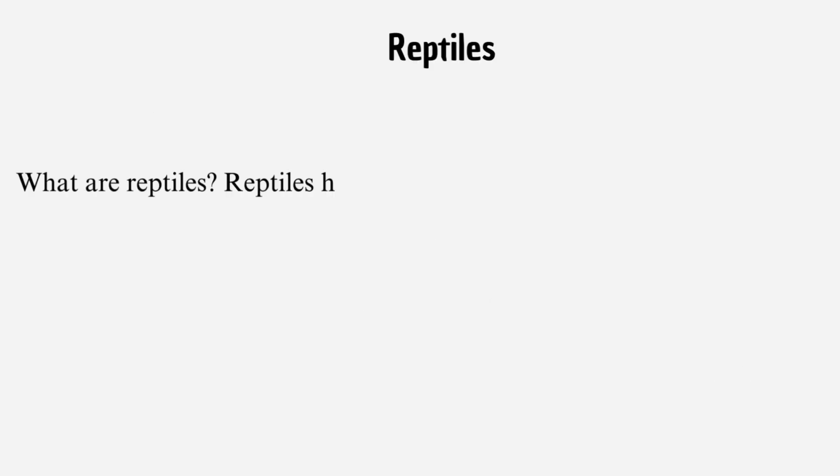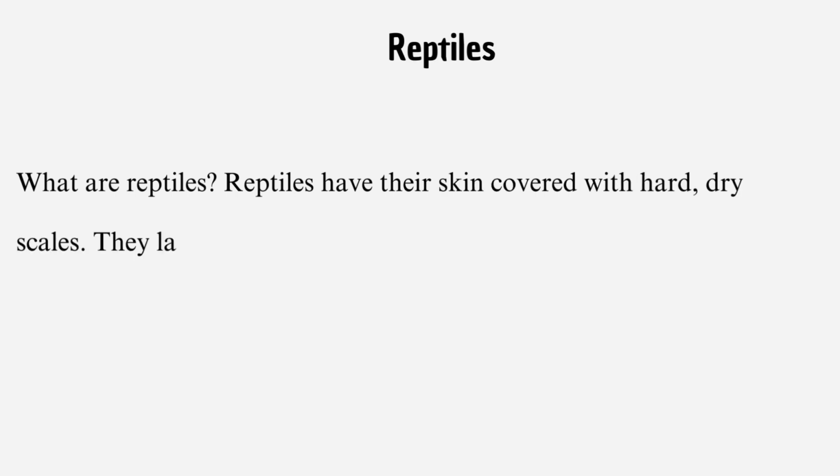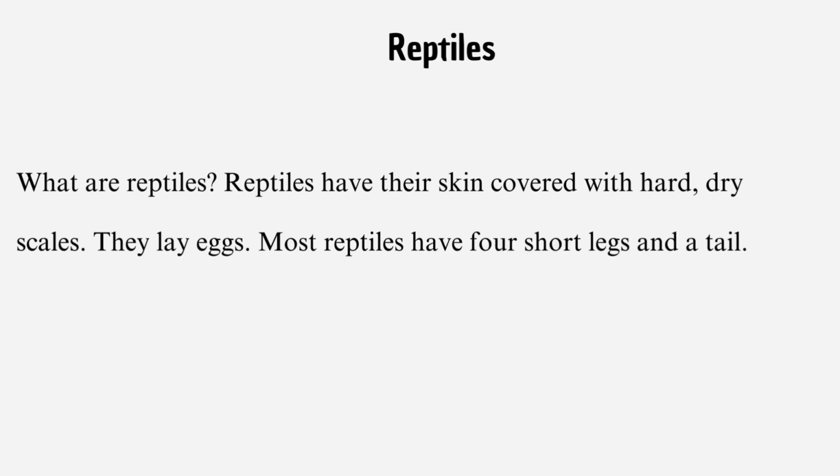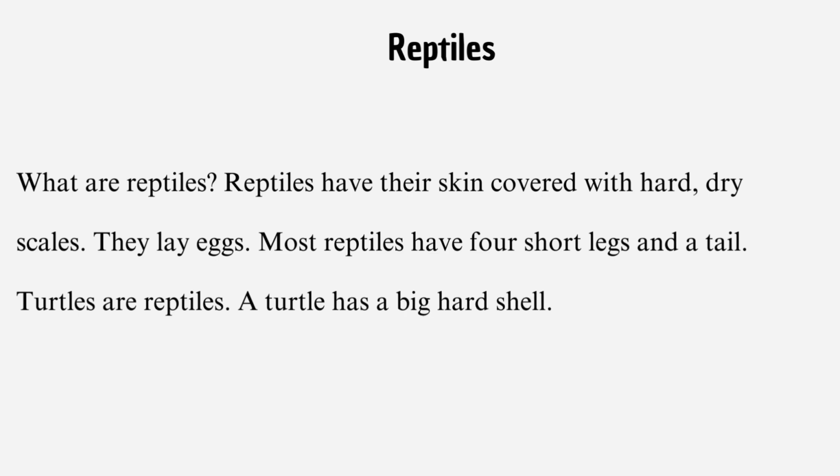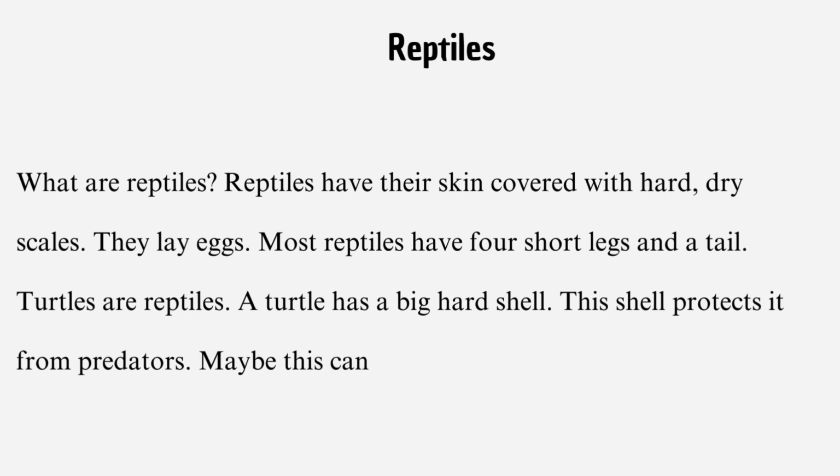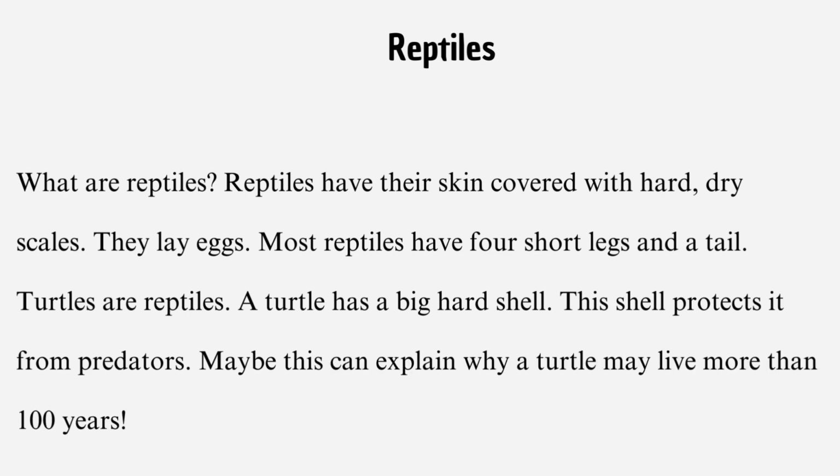Reptiles. What are reptiles? Reptiles have their skin covered with hard, dry scales. They lay eggs. Most reptiles have 4 short legs and a tail. Turtles are reptiles. A turtle has a big hard shell. This shell protects it from predators. Maybe this can explain why a turtle may live more than 100 years.